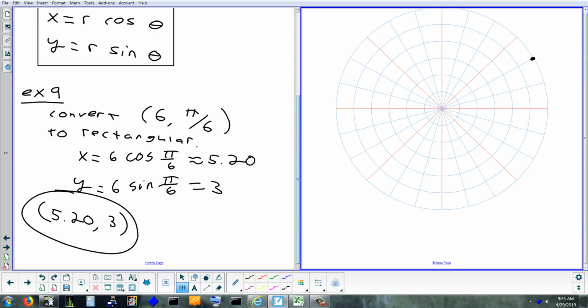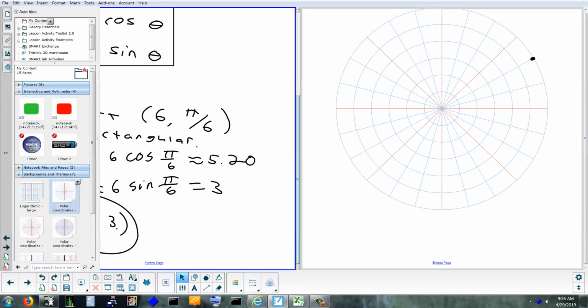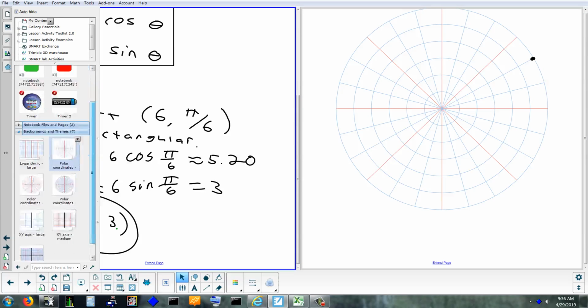Okay, so now what I'm going to do is, that point is going to stay right where it is. All I'm going to do is change the background behind it. I'm going to change it to a rectangular grid. And if we've done it right, this point should look like it's a little more than 5 units right and exactly 3 units up. So let's change the background behind the point and see what happens.